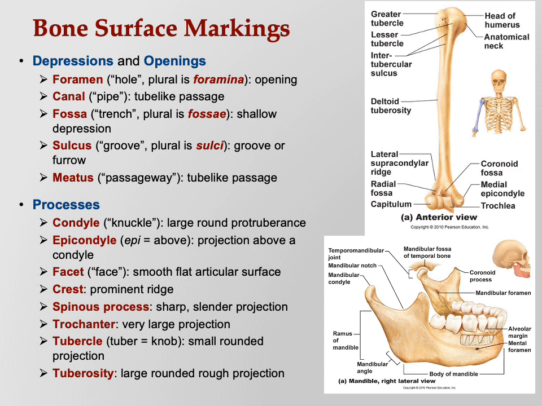Then look down below at the mandible. Once again, you see a mandibular condyle, a knuckle-like process. And some of the others, there's the mandibular foramen, the mental foramen. Those are holes where nerves and blood vessels get in and out of the bone. So the more you get used to these words, the easier your life gets.